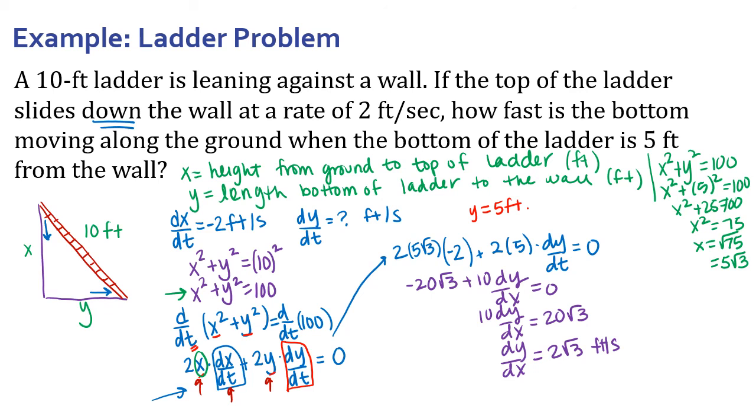So we would write, to end this, we would say that the bottom of the ladder is moving along the ground at a rate of 2 root 3 feet per second when the ladder is 5 centimeters from the wall.